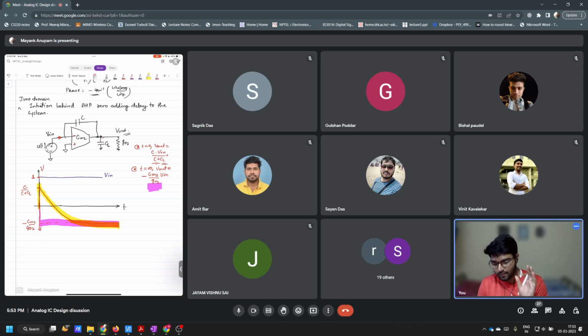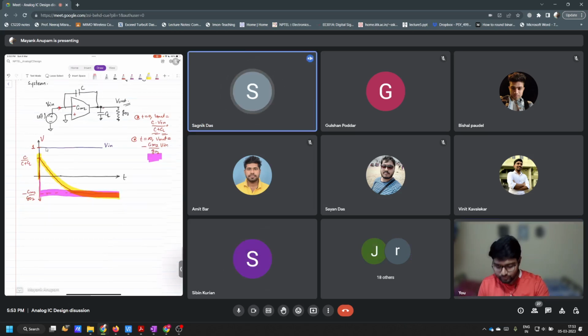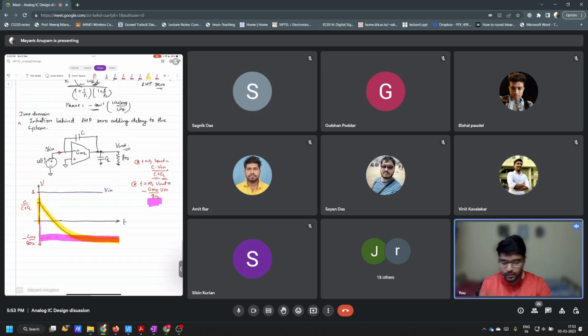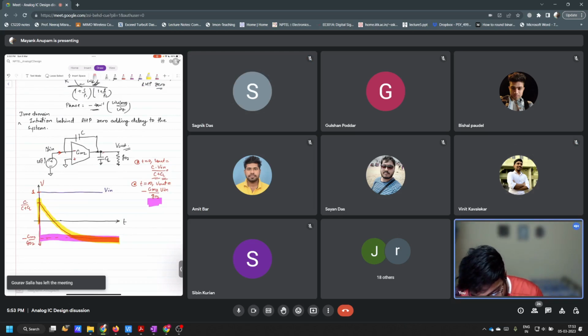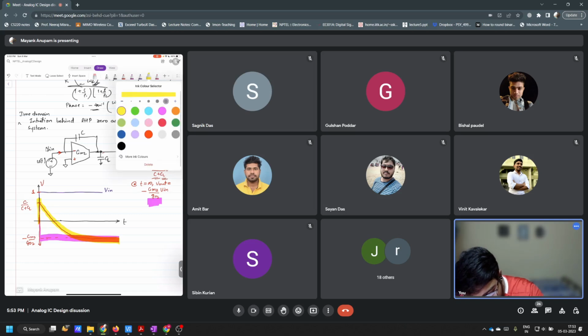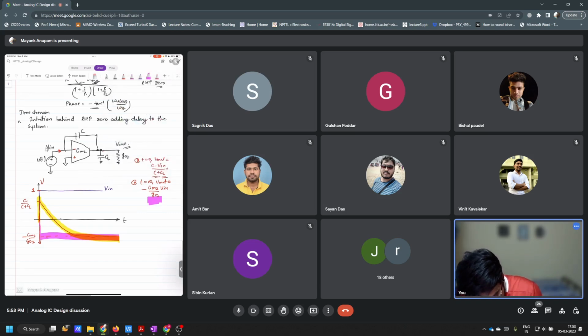Do you understand? Can you repeat that? Yes. What this right half plane 0 is doing here is that, if this 0 would not have been present, the ideal response of the system would be like this. When the input V in is applied, it will simply jump to this minus gm2 by go2 instantaneously. Is that clear?